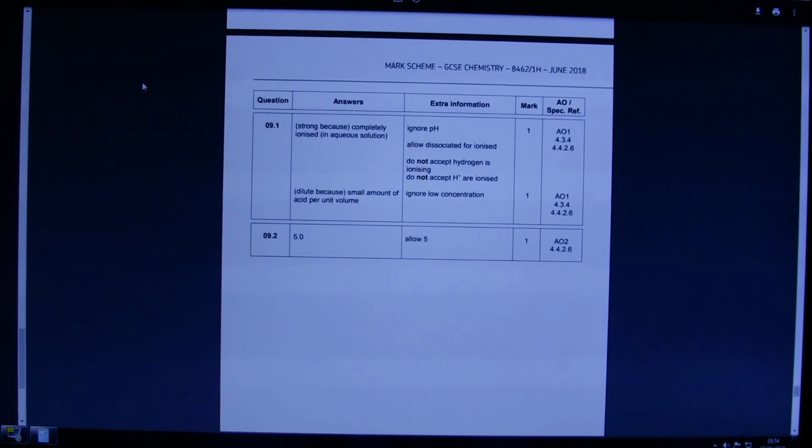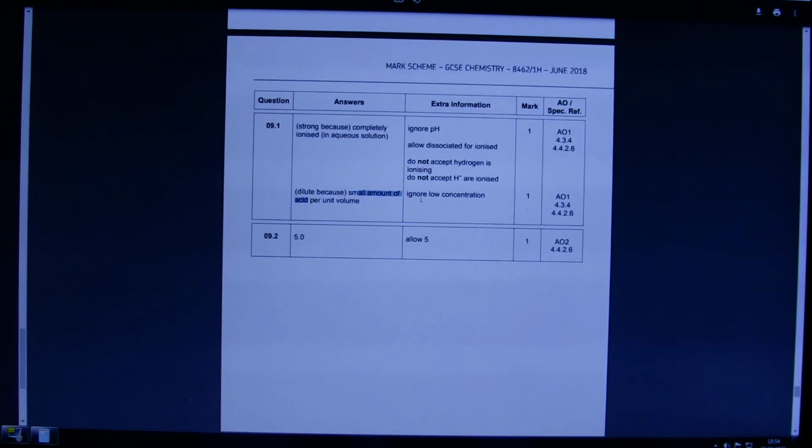Question 9. It's a strong acid because it's completely ionized, completely dissociated. It's allowed, but apparently we say ionized now. It is dilute because there is a small amount of acid per unit volume. Ignore low concentration. Okay. 5.0. That's the pH. I was right.